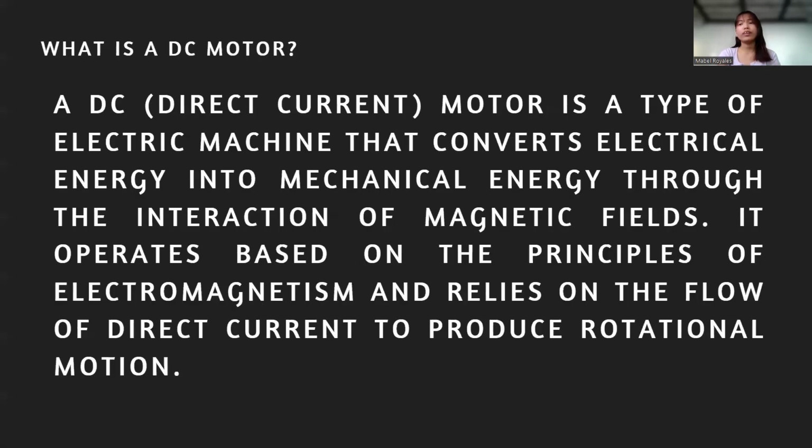Overview. What is a DC motor? A DC or direct current motor is a type of electrical machine that converts electrical energy into mechanical energy through the interaction of magnetic fields. It operates based on the principles of electromagnetism and relies on the flow of direct current to produce rotational motion.